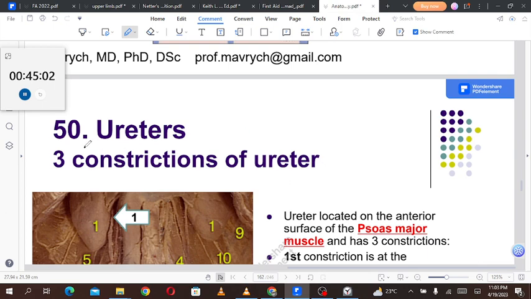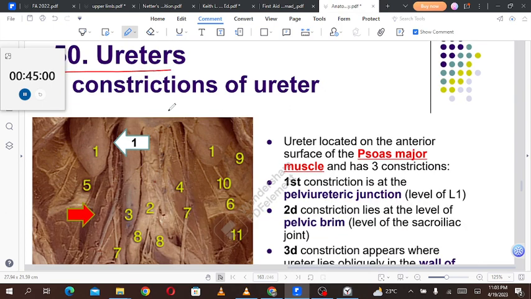Moving forward, we'll talk about the 50th point, that is ureters. There are three constrictions of the ureters. We saw the three constrictions of the esophagus before, and now we are talking about the three constrictions of the ureter. The three constrictions of the esophagus are for revision purposes. The first was at the pharyngoesophageal junction, where the pharynx joins the esophagus.